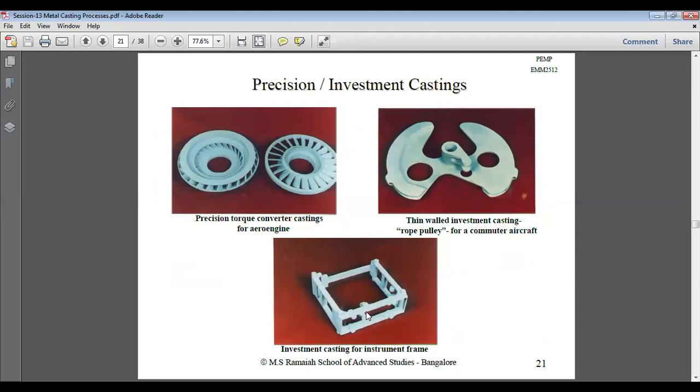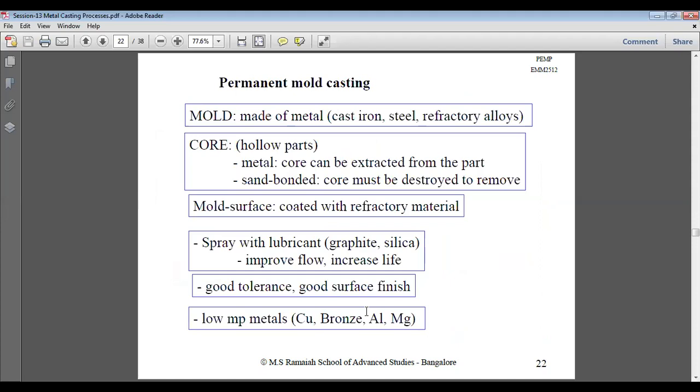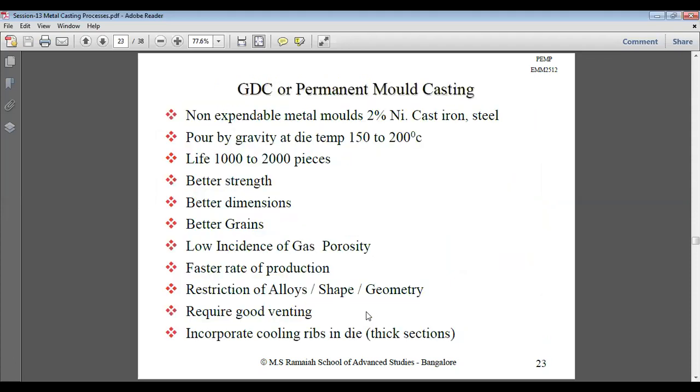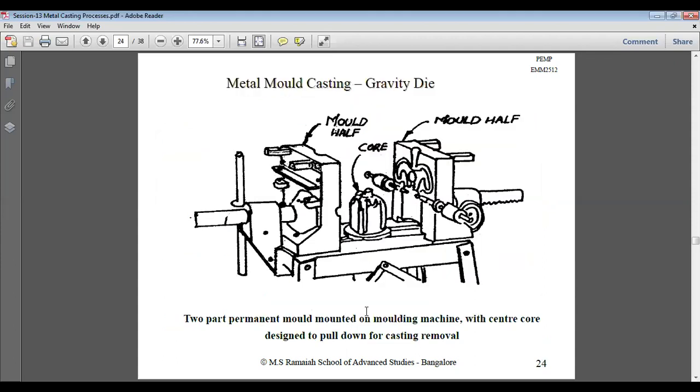Precision investment casting, we can see different types of parts. Then we discussed mold, core, mold surface, permanent mold casting. So GDC or permanent mold casting. This is metal mold casting, also called gravity die casting. We have two molds, one on this side and one on this side, one fixed and another movable. The core is kept in between these two. This one will be movable, and this will be fixed.